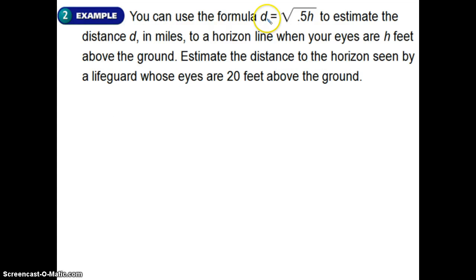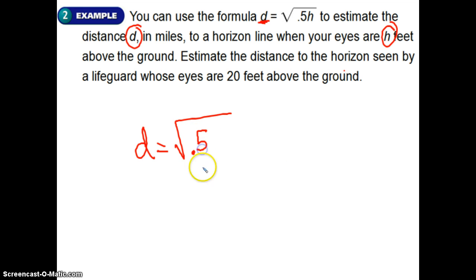You can use the formula d equals the square root of 0.5, which is also a half, times h to estimate the distance d, where d equals distance in miles to a horizon line when your eyes are h feet above ground. We're going to be trying to find the distance, so I already know we're going to try to find d. Estimate the distance to the horizon seen by a lifeguard whose eyes are 20 feet above the ground. So I'm just going to evaluate and plug it in.